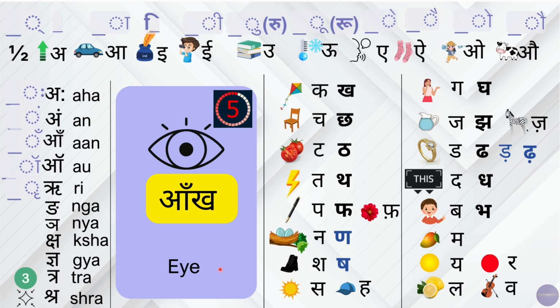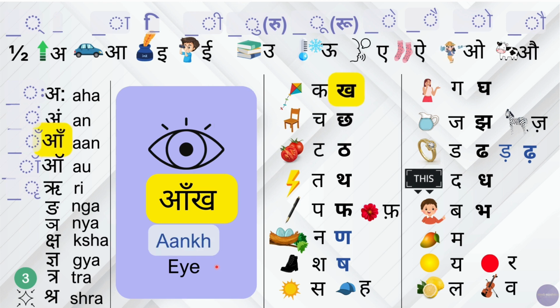This word means I. On plus kite k kh. So we use this forceful sound kh. So the word is pronounced as ankh. Ankh. Next word.